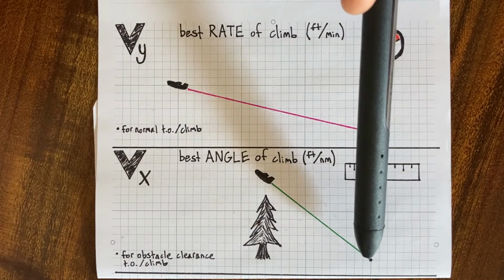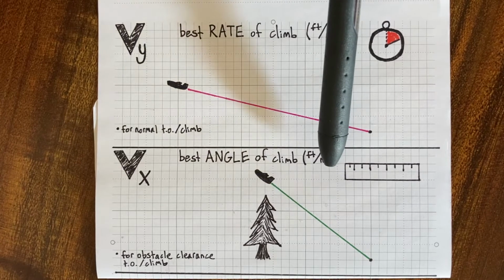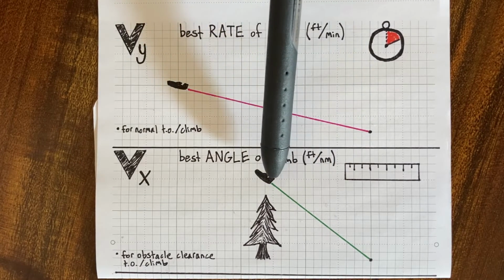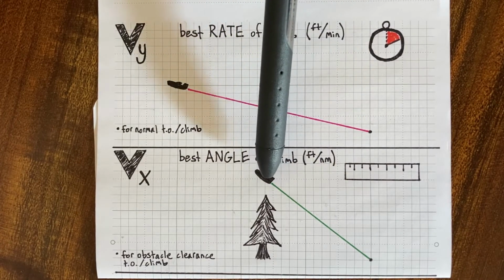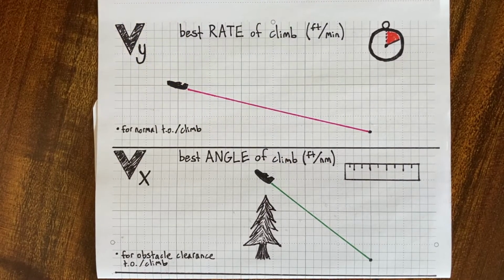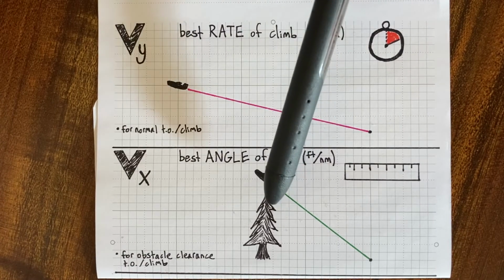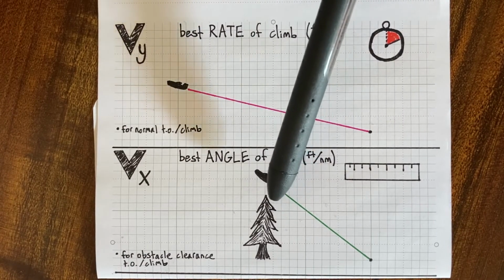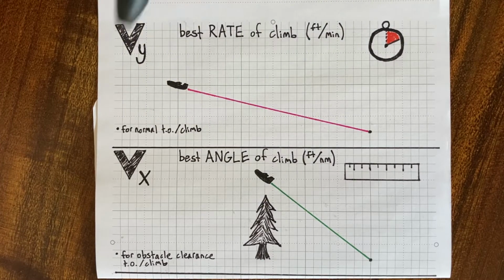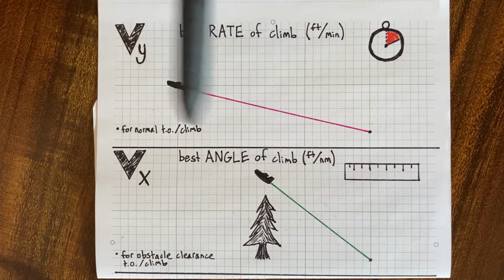There's a fixed distance between us and where the obstacle is, and we need to be above that obstacle after we've traveled that certain distance. Whether that takes 10 seconds or 30 seconds or a minute, we don't really care. So we don't use the best rate of climb speed when we are climbing to get over an obstacle. We use something else called Vx, the best angle of climb speed.